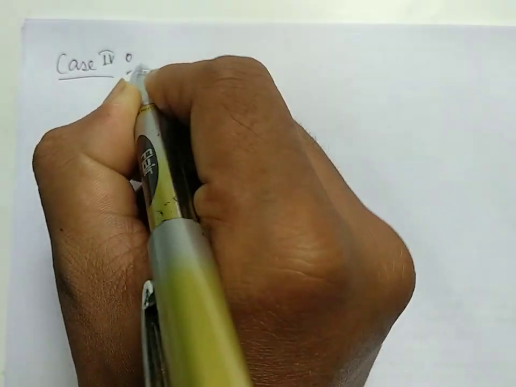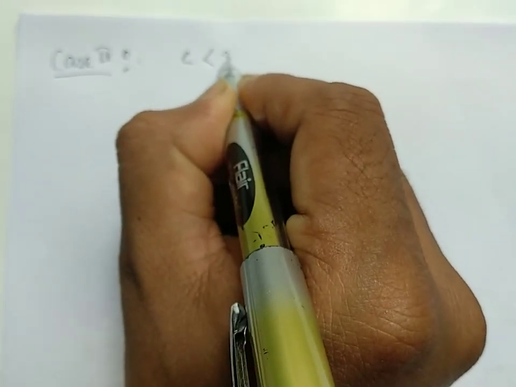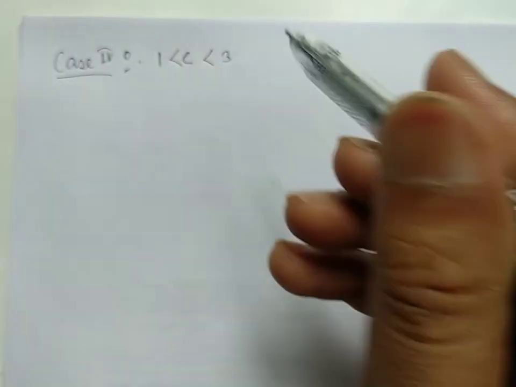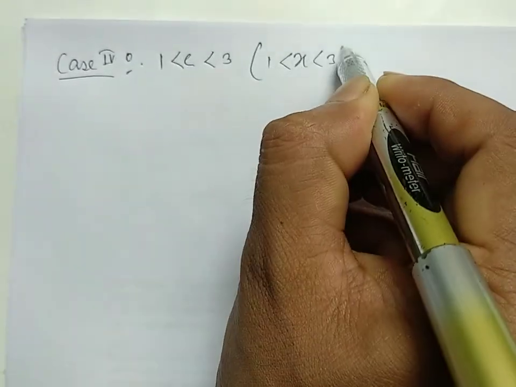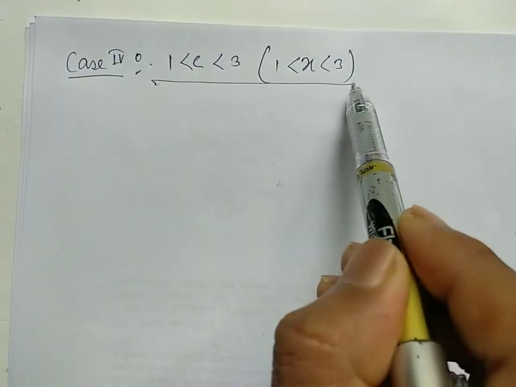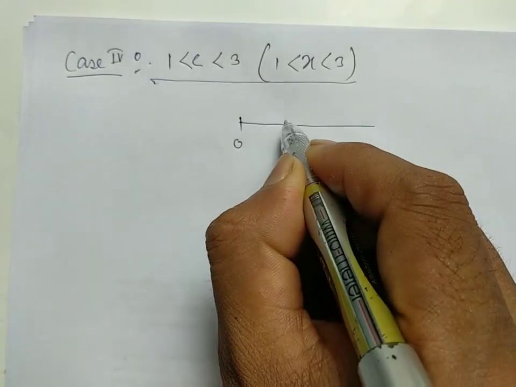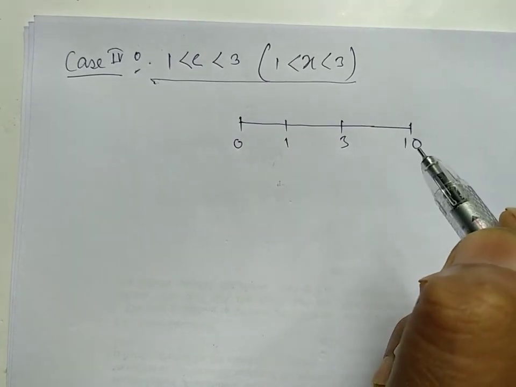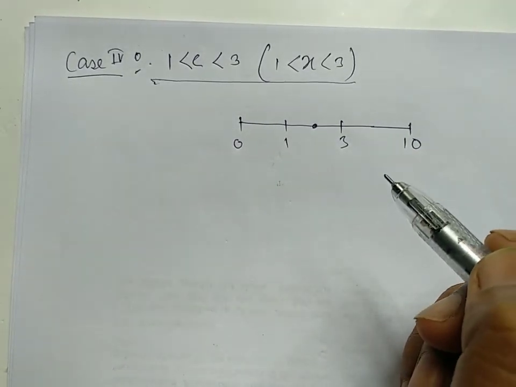What is case 4? Case 4 is written as C lies between 1 and 3. Or you can easily think of it as x lies between 1 and 3. So if we consider the number line, it is 0, this one is 1, this one is 3, and this one is 10. This is the domain. That means we have considered a real number which lies between 1 and 3.